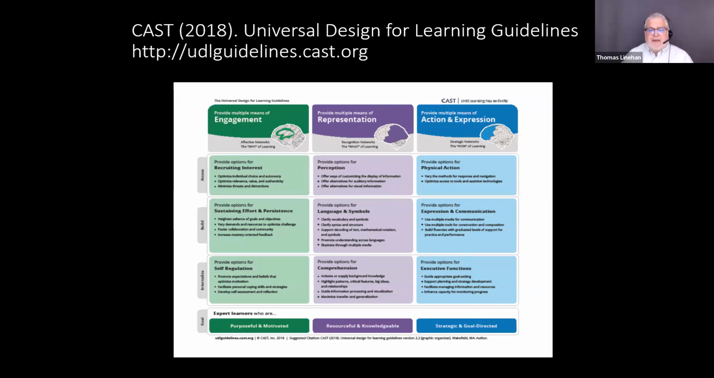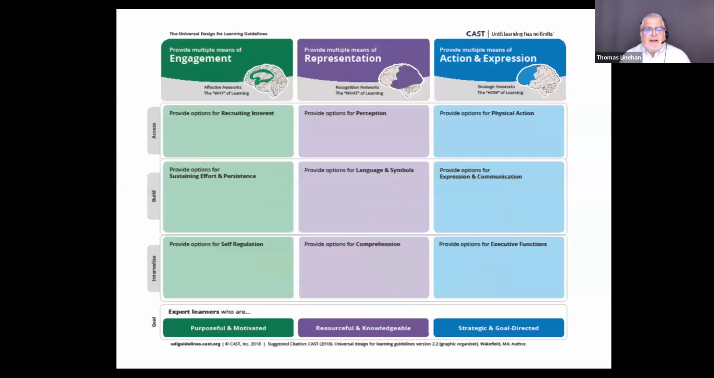And you'll see that they have these different categories for each of the why, what, and how. How do you recruit interest? How do you sustain effort? And how do you do self-regulation? And then perception, language, expression, and communication. So all these things that you can think about when you're designing your course, creating your course, or even tweaking an existing course.